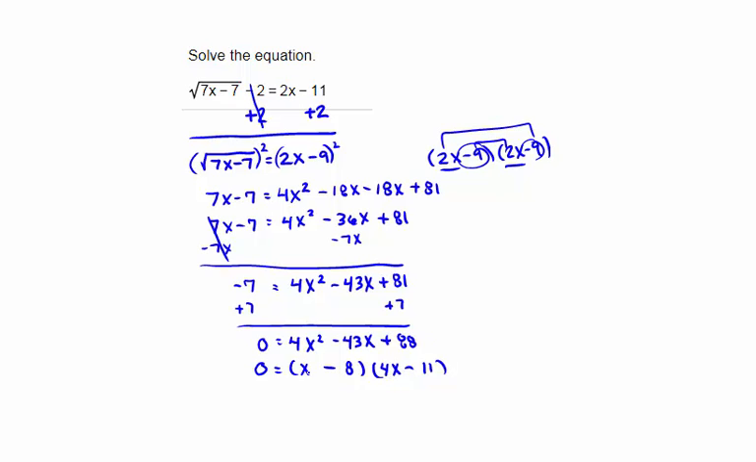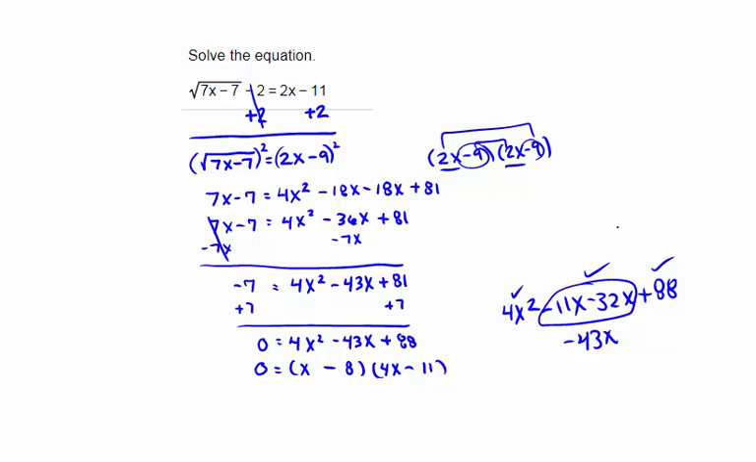So if I FOIL this back out, the first two terms, the x and the 4x, is going to make a 4x squared. That's going to be good. And then my outside terms will make negative 11x. My inside terms will make negative 32x. My last terms will make a positive 88. So I know that the 4x squared is good. I know that the positive 88 is good. And I see that if I combine these two middle terms, that gives me my negative 43x.